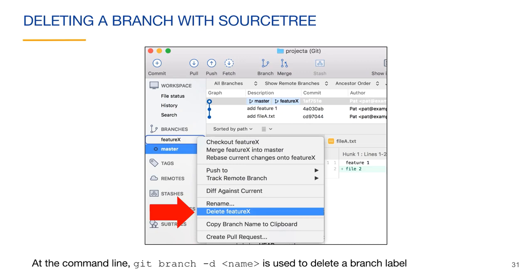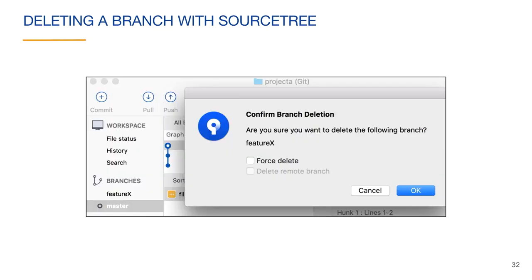One way to delete a branch label in Sourcetree is to right-click on the branch that you want to delete and select Delete Branch. In this case, we want to delete the feature X branch. Click OK to delete the branch label. Git will check to see if you're putting committed work at risk by doing this. This can happen if you have commits on the branch that don't belong to any other branches. If you won't lose any work, the branch label will be deleted.